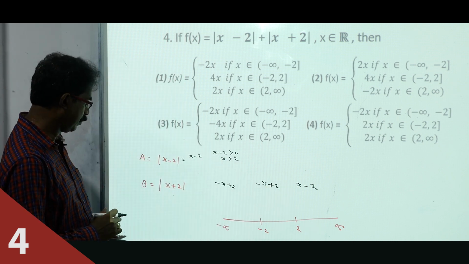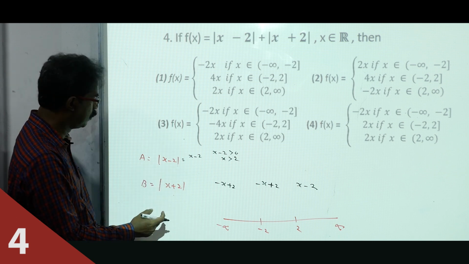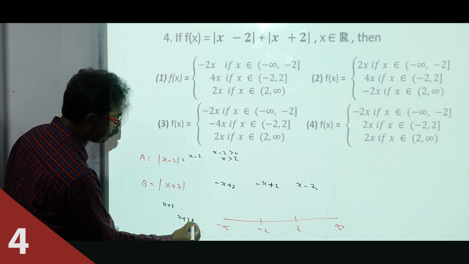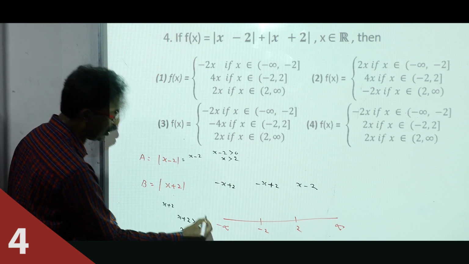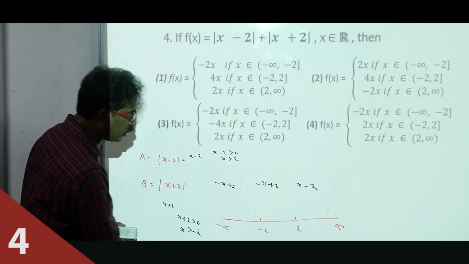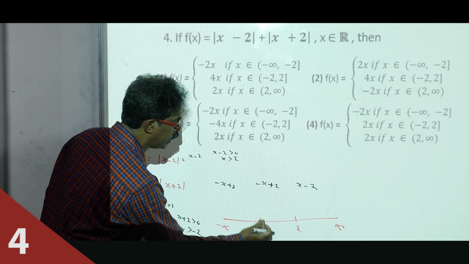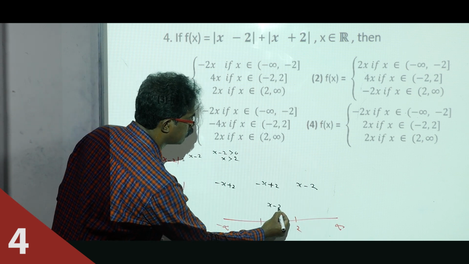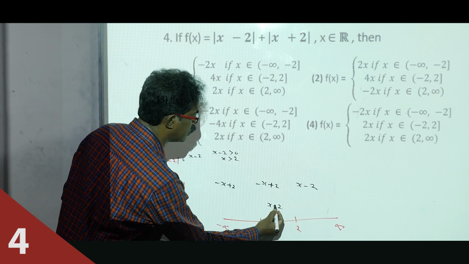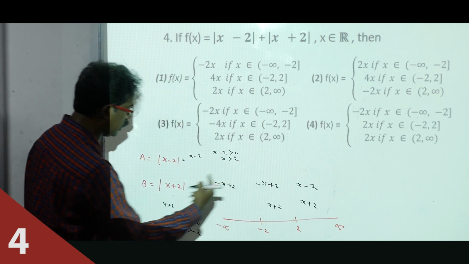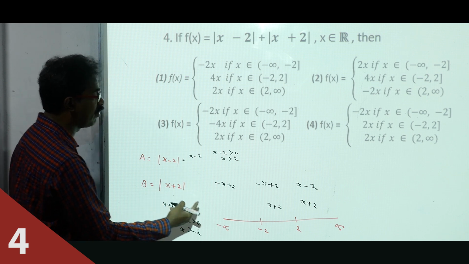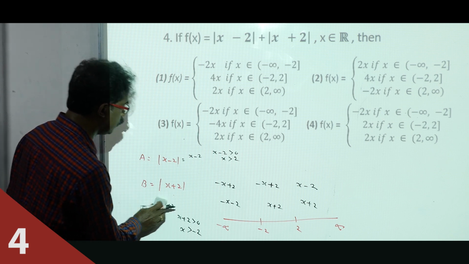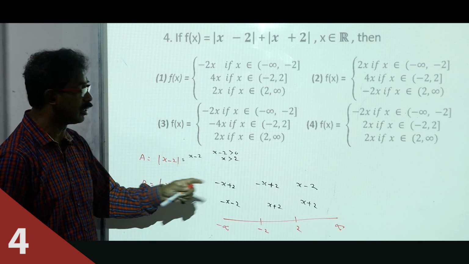Now let us see B. B is modulus x plus 2. Modulus x plus 2 is x plus 2 itself if x plus 2 is positive, or x is greater than minus 2. So when x is greater than minus 2, that is its right side, the value is x plus 2 itself. So here it is x plus 2, here it is x plus 2, here also x plus 2. In the other interval, it is minus of x plus 2, that is minus x minus 2. These are the values of A and B in all the three intervals.